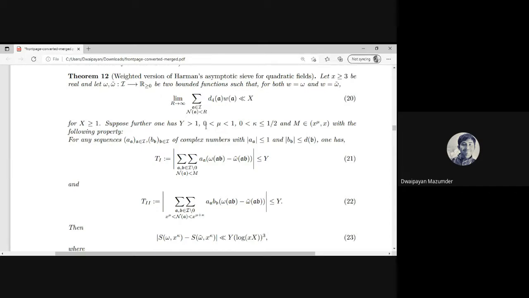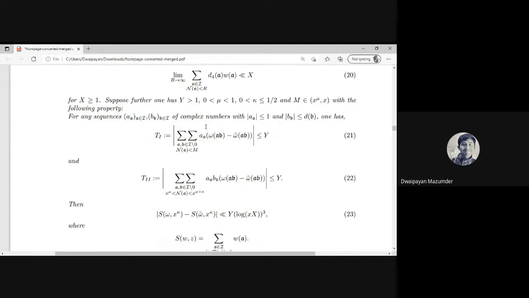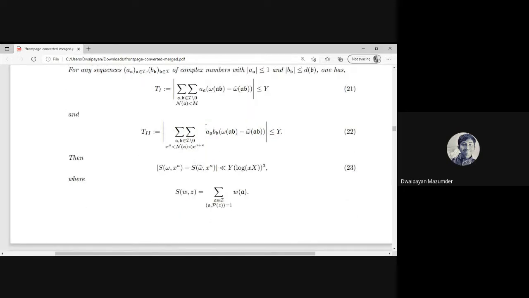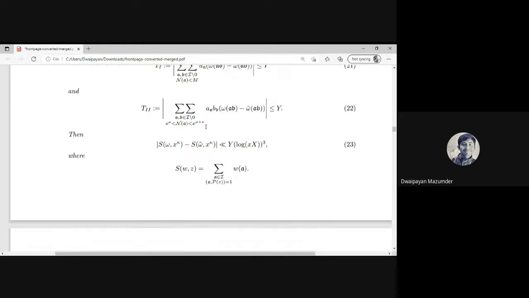It is equal to Y, and then we have these two kinds of inequality, where S omega Z is obviously this summation of all W of A, this is W Z basically, equal to the summation of all W of A where A belongs to the ideals and A and P is equal to 1. So all such co-primes. Okay, this is our sieve result.